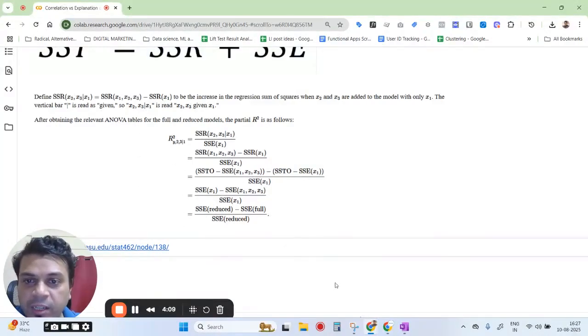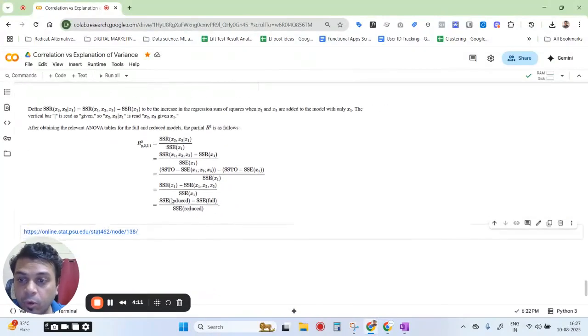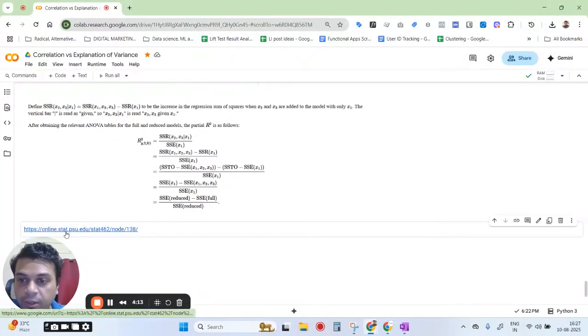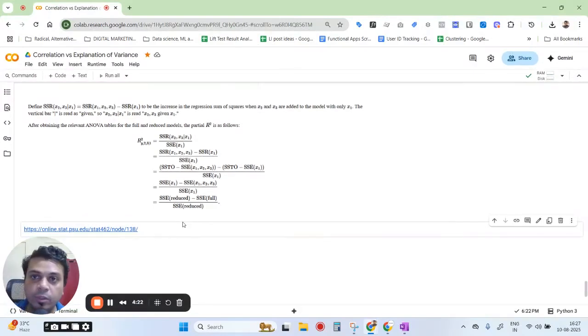If you are interested in understanding this calculation, you can let me know, or you can go check out the link here as well. Fantastic site. The Penn State University statistics site is great. They have lots of courses, and most of the material is available for free, but you can read it up elsewhere as well. But this is the calculation, which is a pretty simple algebraic calculation.